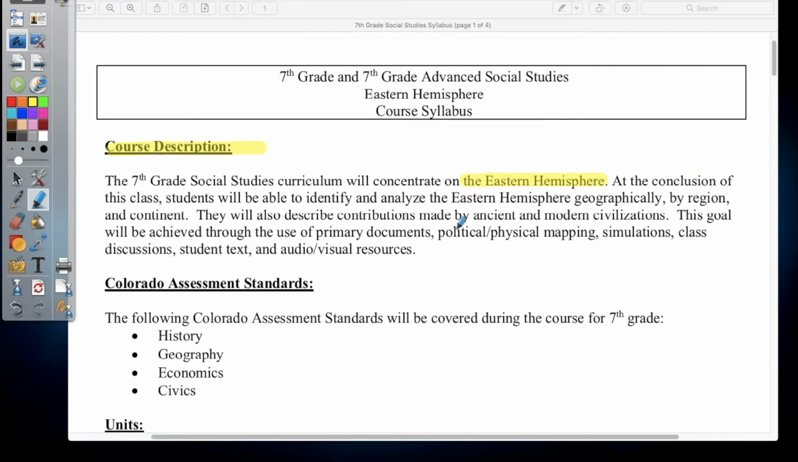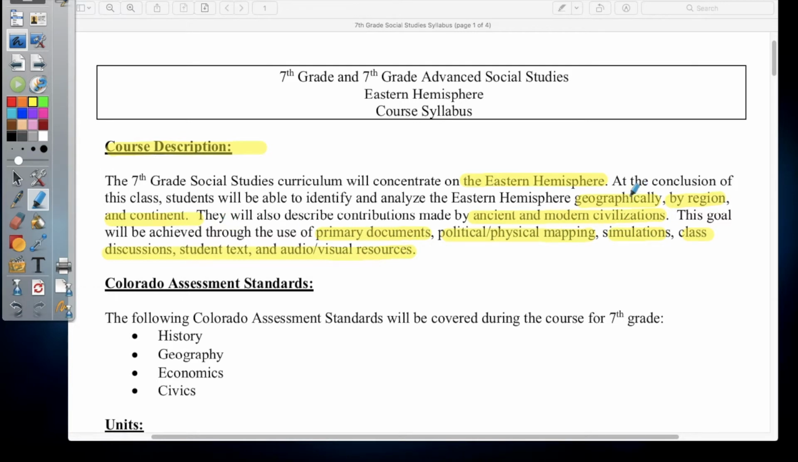It says at the conclusion of this class, students will be able to identify and analyze the Eastern Hemisphere geographically, by region, and by continent. They will also describe contributions made by ancient and modern civilizations. This goal will be achieved through the use of primary documents, political and physical mapping, simulations, class discussions, student texts, and audio-visual resources. So basically, what does that mean?